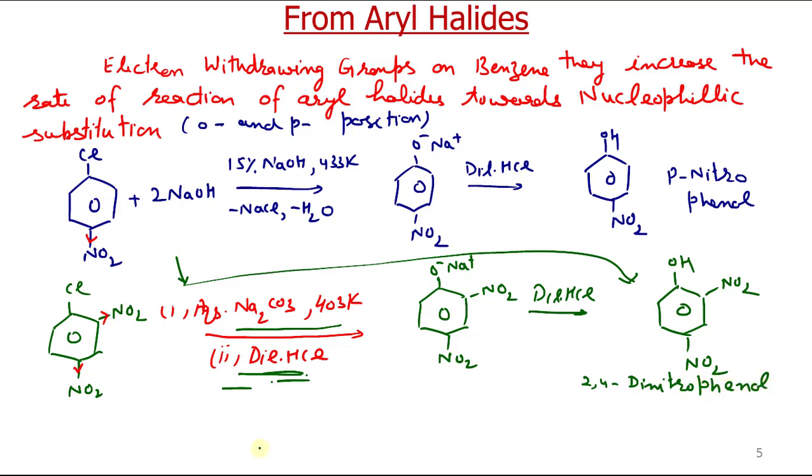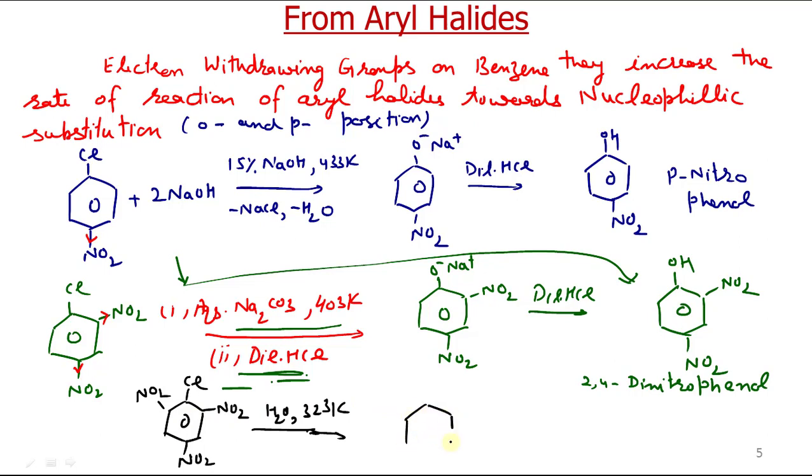Now suppose you have 3 nitro groups, then they will further enhance the rate of reaction. So Cl, NO2, NO2, NO2. Now it can be simply hydrolyzed with water at 323 Kelvin. Because the 3 nitro groups are electron withdrawing, they appreciably increase the rate of reaction, and the product will be 2,4,6-trinitrophenol.